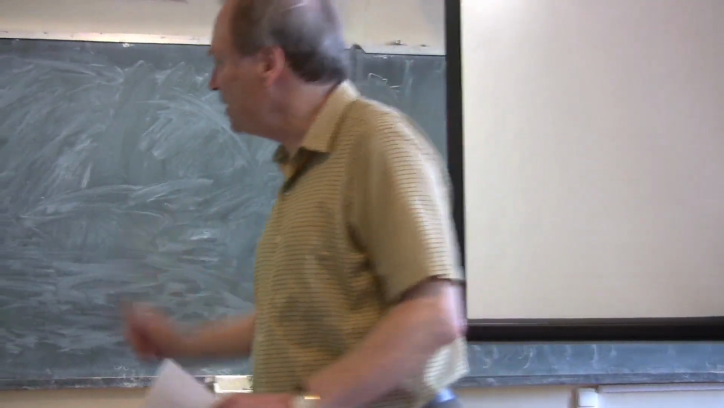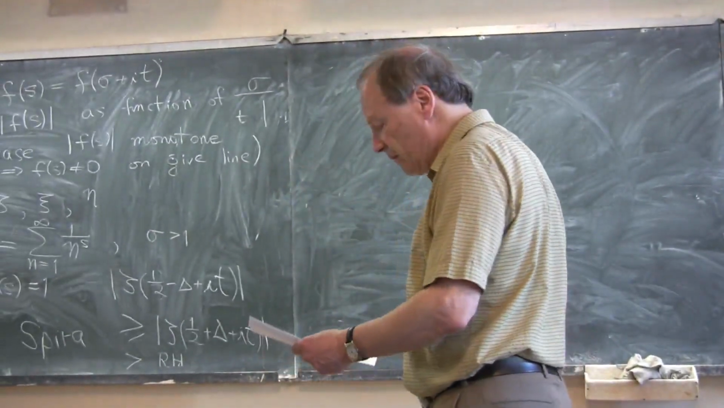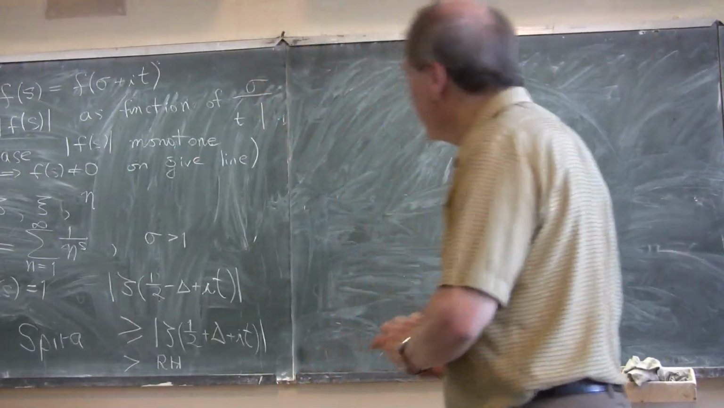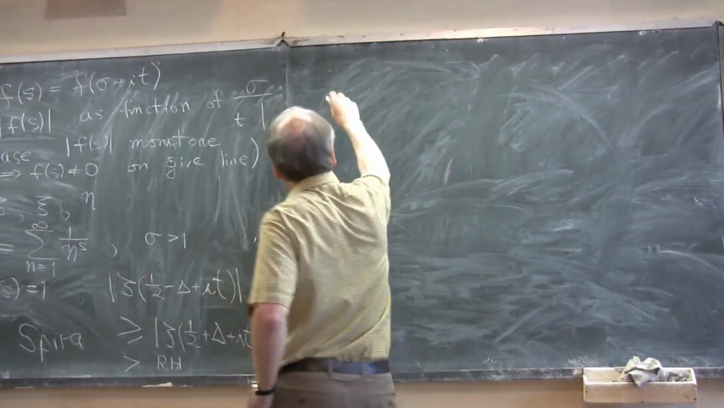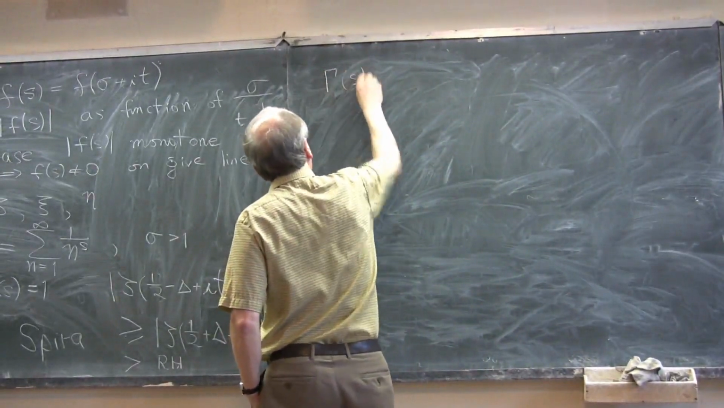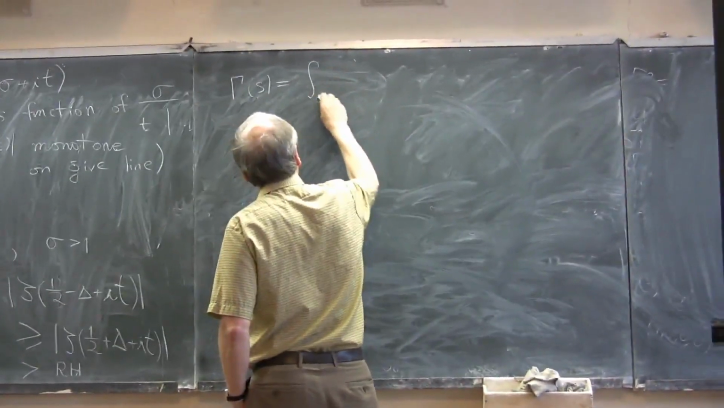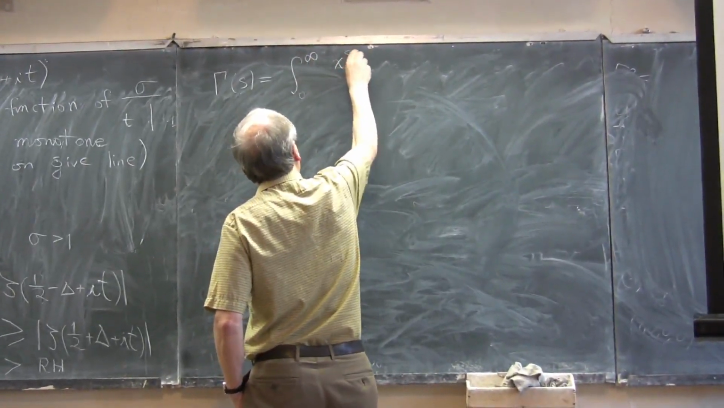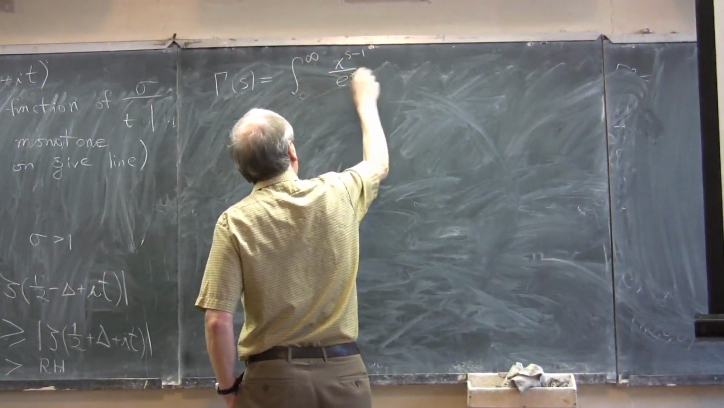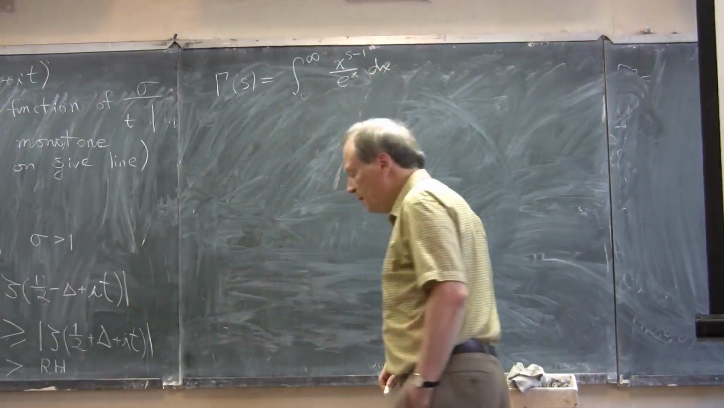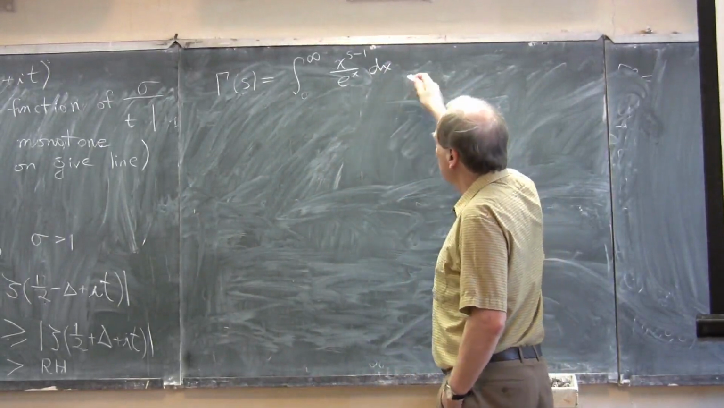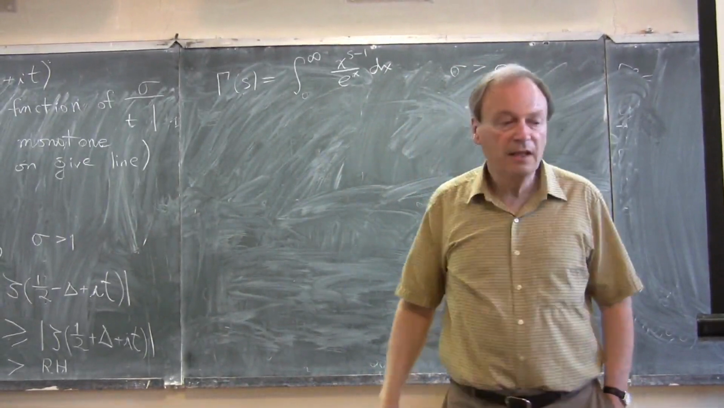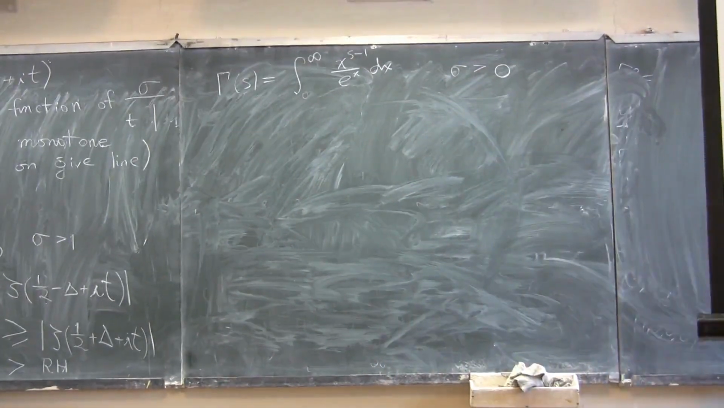So as I already said, we're going to look at these functions. So the gamma function is the integral from 0 to infinity, defined by Euler, of x to the s minus 1 over e to the x dx. And this will not always be convergent, but as long as sigma, the real part of s, is greater than 0, this defines it quite nicely.